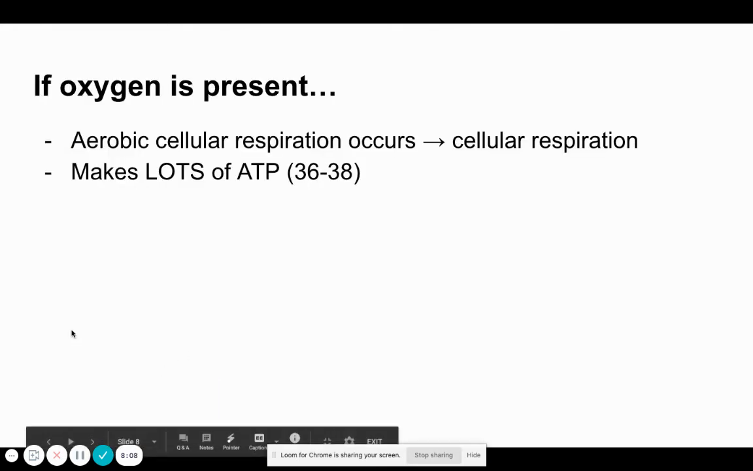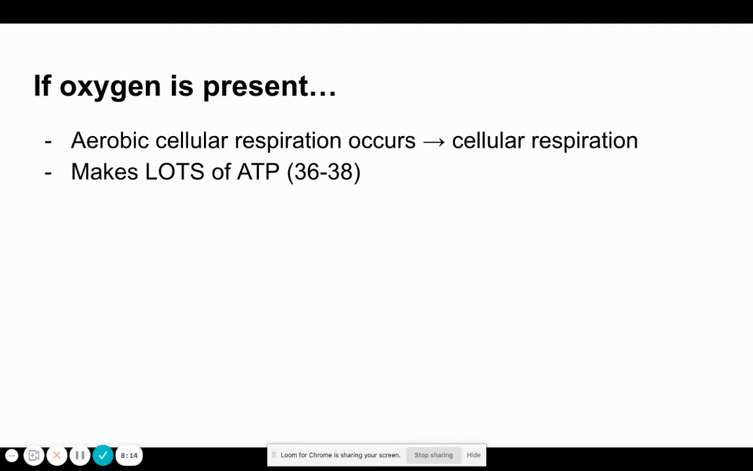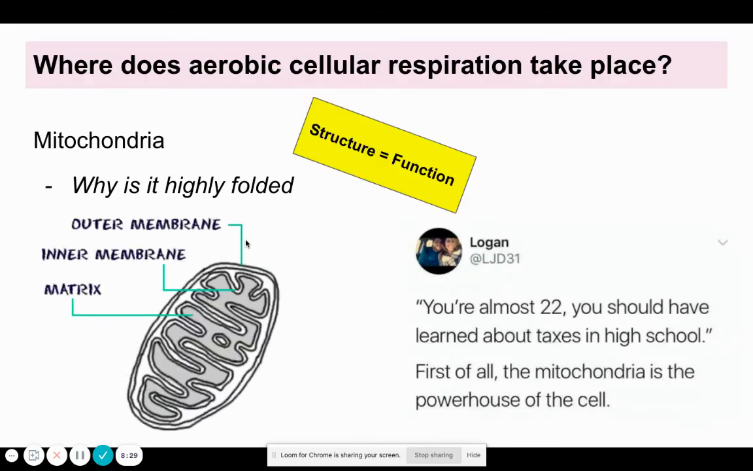Okay, so in the scenario where high amounts of oxygen are present, aerobic cellular respiration will take place, and by the end of aerobic cellular respiration, large amounts of ATP are made. So 30 plus, between 36 and 38 ATPs are going to be produced. And aerobic cellular respiration specifically takes place in the mitochondria.